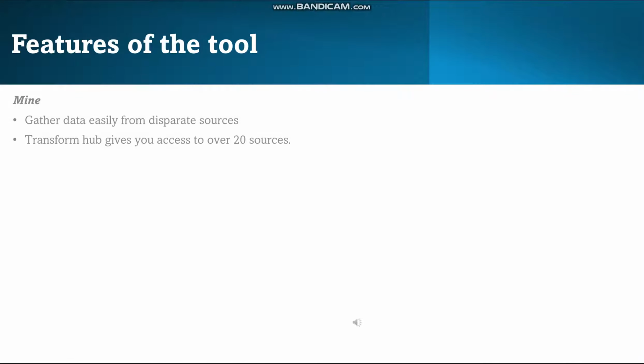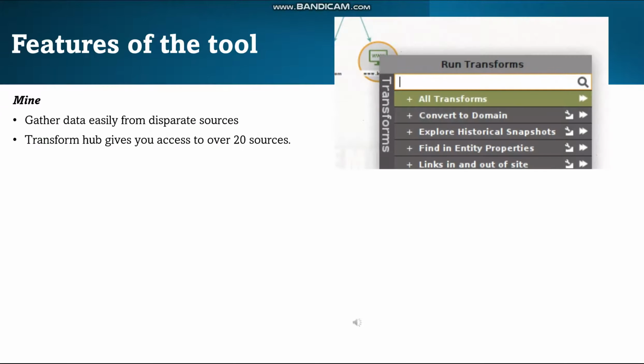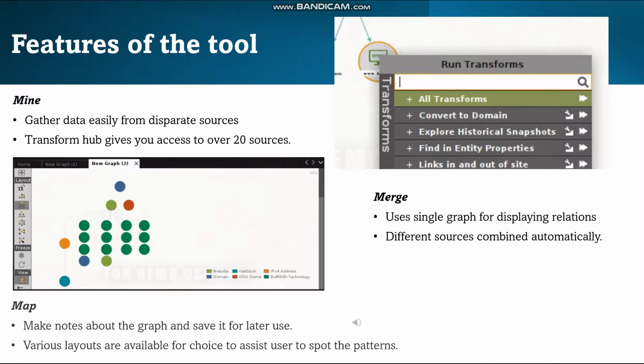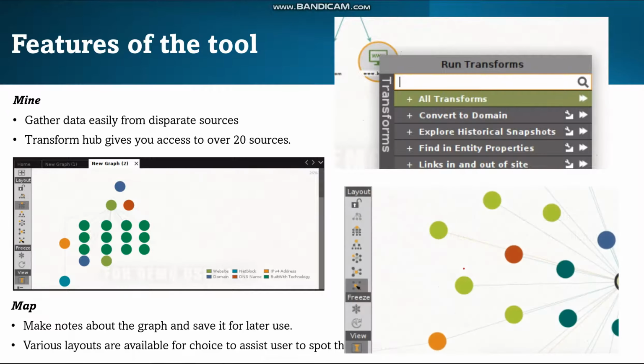Three main features of Maltego are: firstly, to mine data from different sources with the help of running transforms, and then make use of a single graph to merge and display the relationships in a layout which can be customized. It also allows the user to save the work in MTGL format.